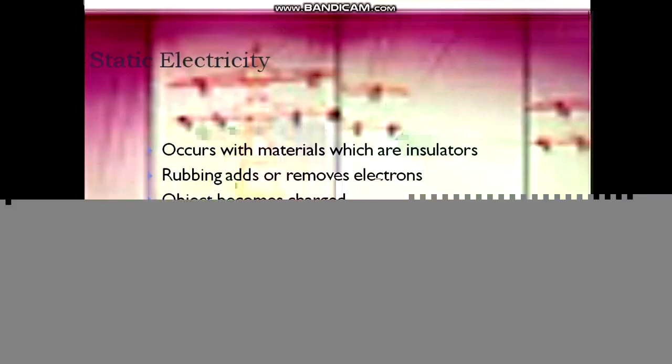So, static electricity occurs with materials which are insulators. Rubbing adds or removes electrons. Objects become charged; like objects repel. About current electricity. Electrons flow through a conductor, negative to positive. A circuit is a continuous path for electrons to flow. It needs an energy supply. So now complete the diagram on generating electricity.